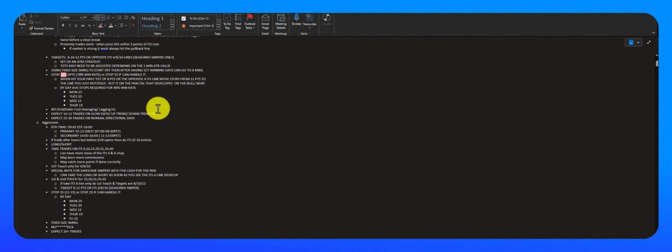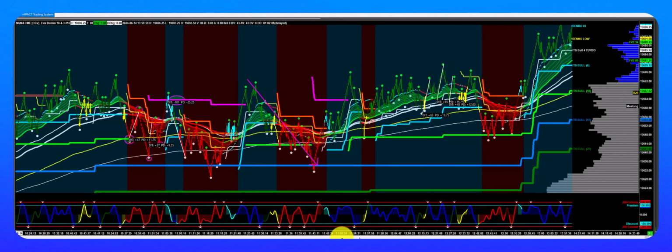So if you're using 3 micros, you're going to take off first target at 8, second target at 10, third target at 12. That's points. Your stop is 12 points. And that's it. No dollar cost averaging initially. All right? So let's get into the action here. Let's take a look at some trades.